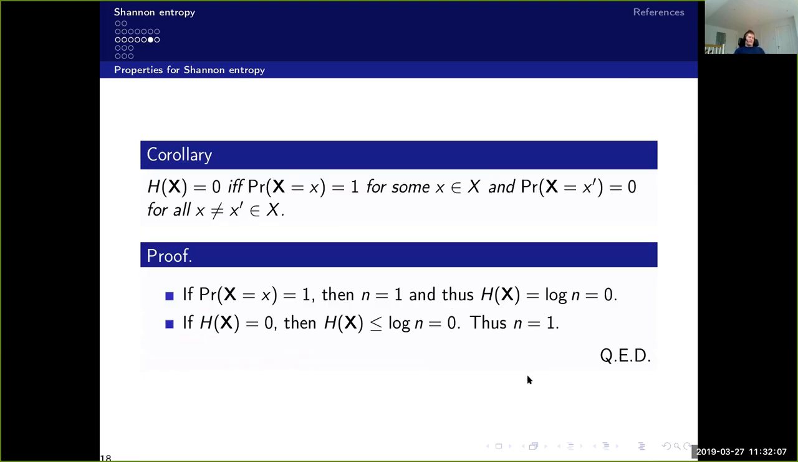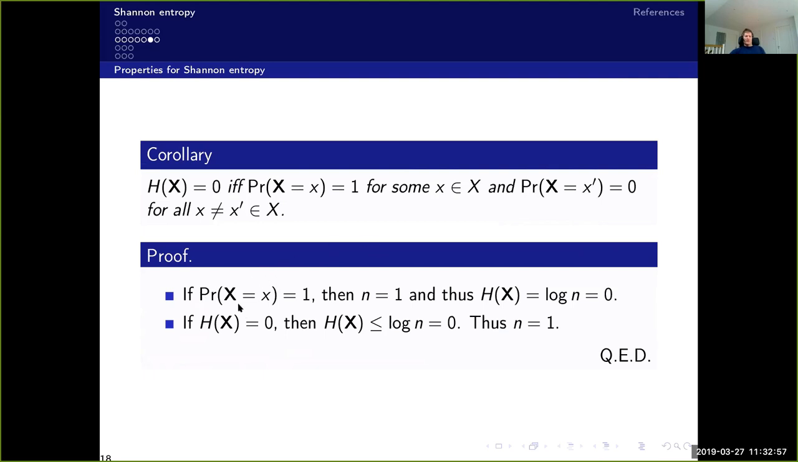Now we can get a few other interesting results from this. So we have this corollary that the entropy of a stochastic variable x is zero if and only if the probability of some output is equal to one and zero for any other output. This means that there is only one possible output for this stochastic variable. And in that case, it has zero entropy because it's very easy to predict. And so there is no randomness in there because every time it will be that particular value. And the proof is quite simple.